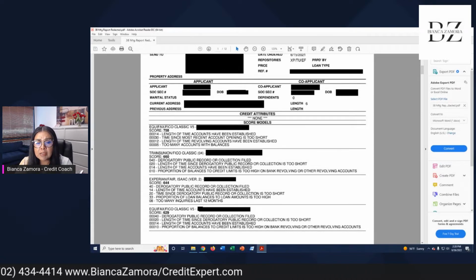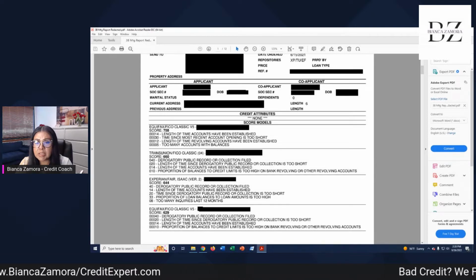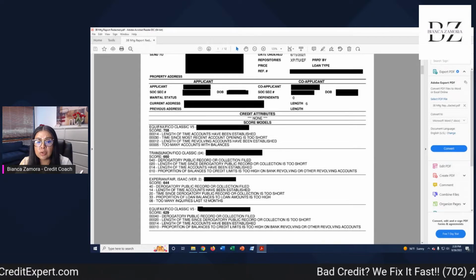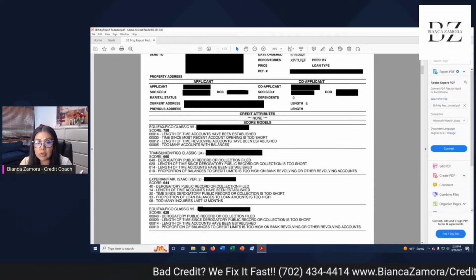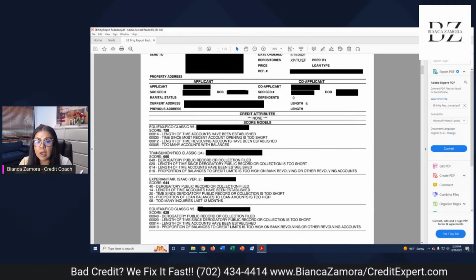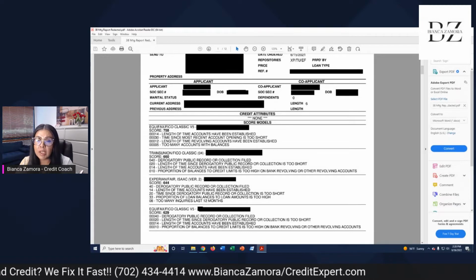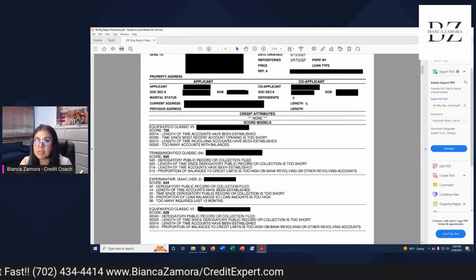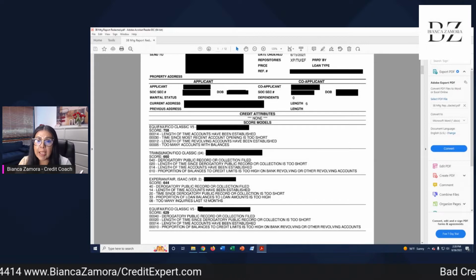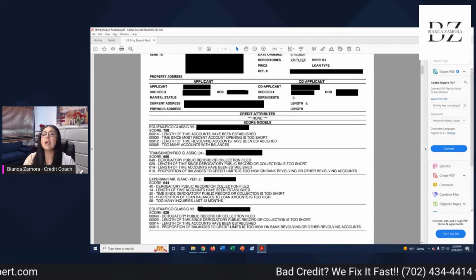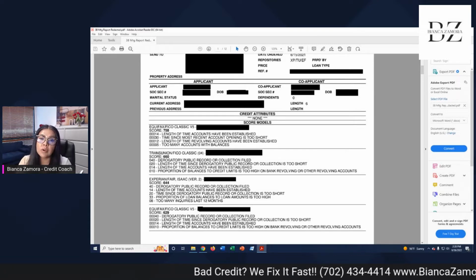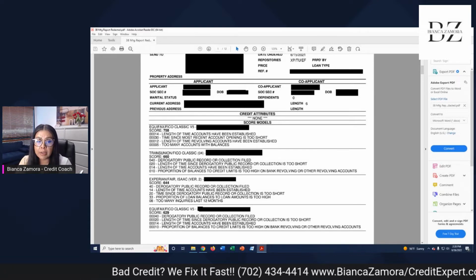The third thing is length of time revolving accounts have been established. So again, that goes back to the first two, which is length of time and time since most recent account opening, right? So the amount of time that revolving accounts or credit card accounts have been established is too short. And this particular customer has too many accounts with balances. Okay, so that goes back to credit usage. How many of your credit accounts are carrying balances.